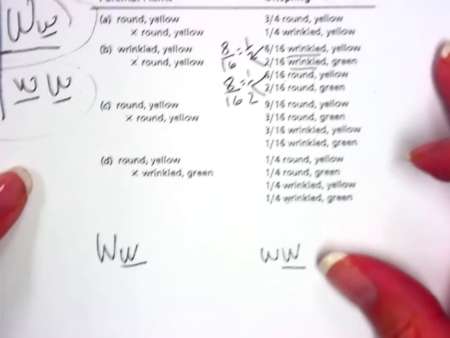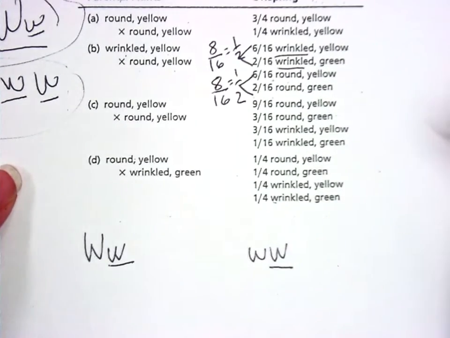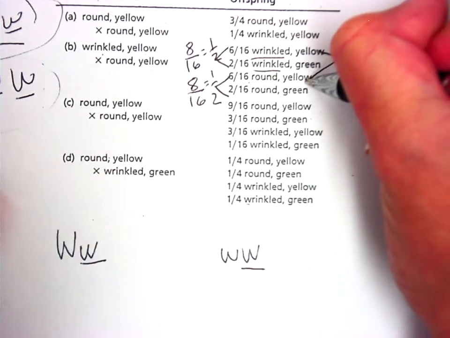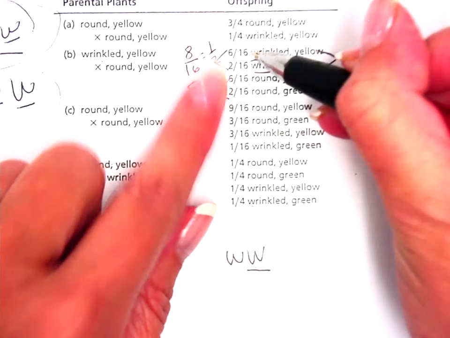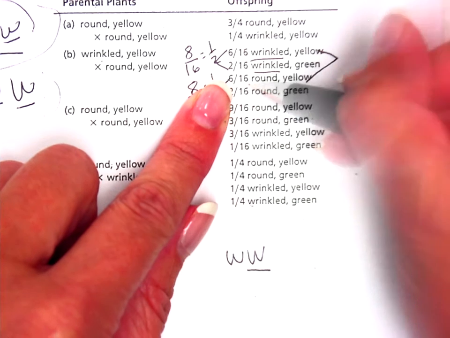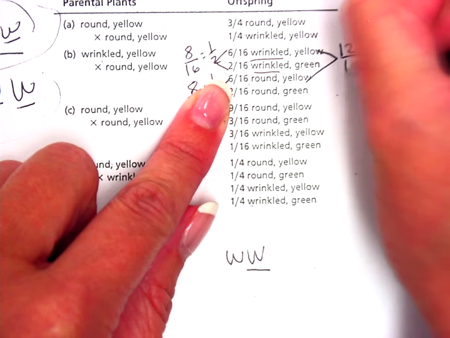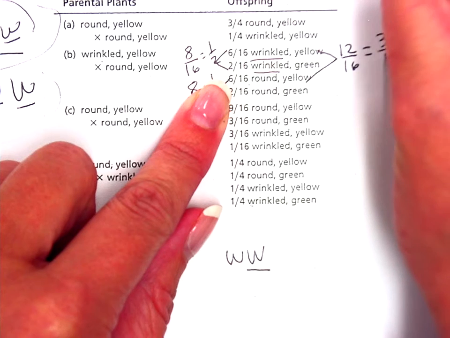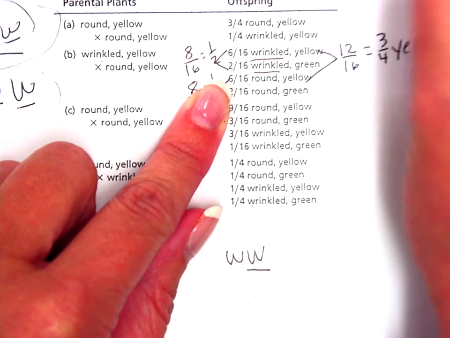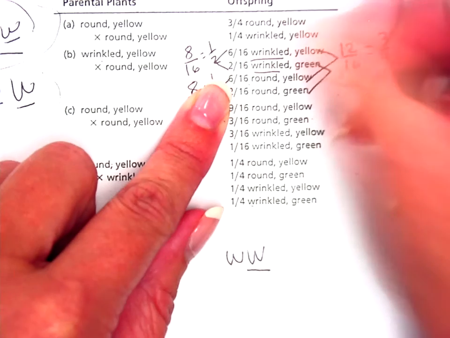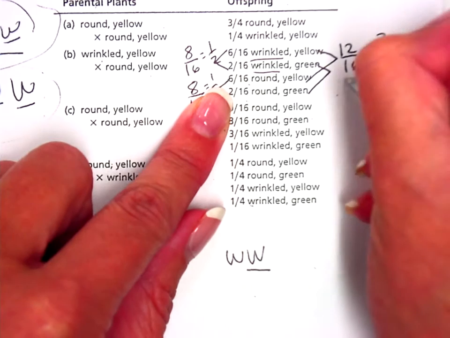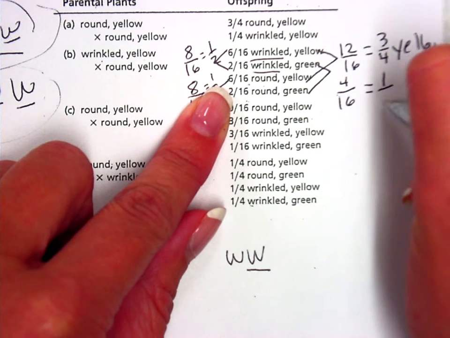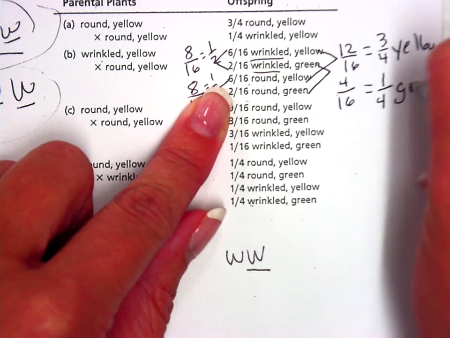Now again, when we ignore wrinkled and we just look at yellow and green, we want to say to ourselves, okay, the yellows are really 6 out of 16 plus 6 out of 16. That's 12 out of 16 that are yellow. Isn't that the same thing as 3 out of 4 of them are yellow? And if we just look at the greens, that's 2 out of 16 and 2 out of 16. That's 4 out of 16. When you add those together, that's the same thing as 1/4 would be green.